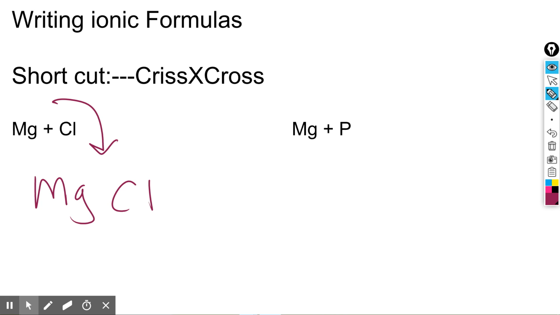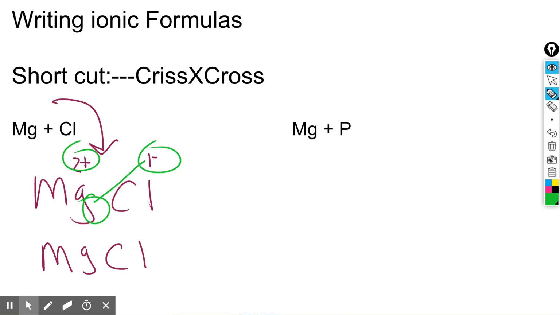What's the charge of Mg? Mg is in group 2. It gives 2 electrons away to become 2 plus. Chlorine is in group 17. It gains 1 electron to become 1 minus. So how do we write the formula for that? The crisscross technique is to use those ion numbers to be our subscripts. We cross them over. The 1 goes down to the Mg, and the 2 goes down to the Cl. So Mg gets the 1, and Cl gets the 2 for our final formula, MgCl2.